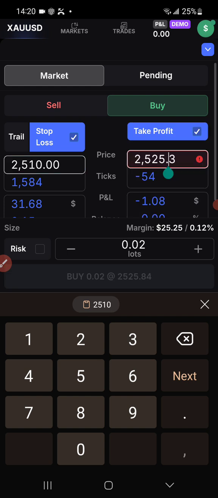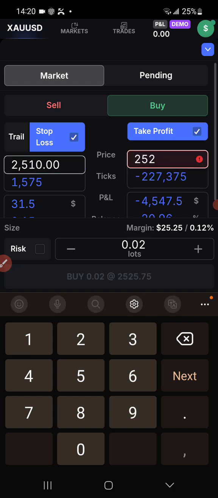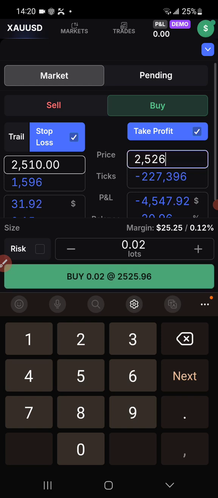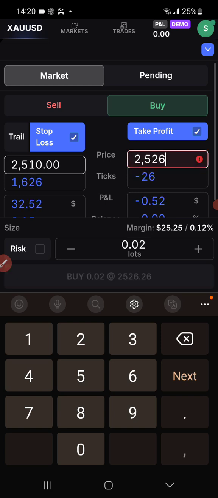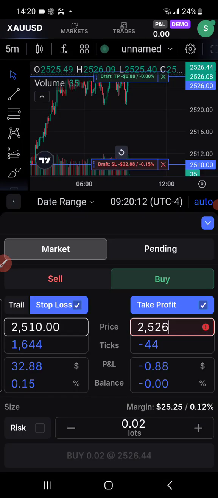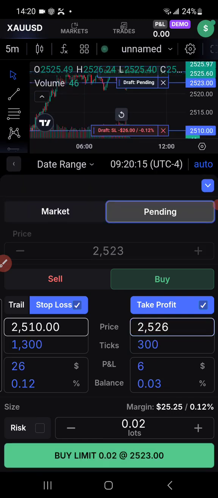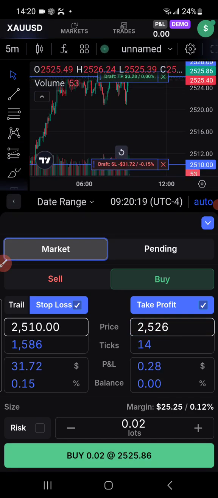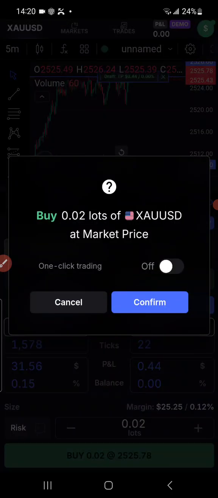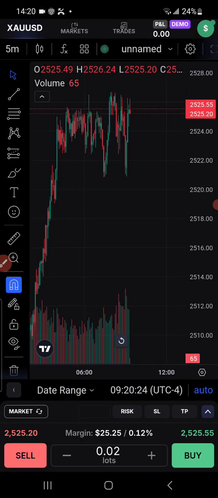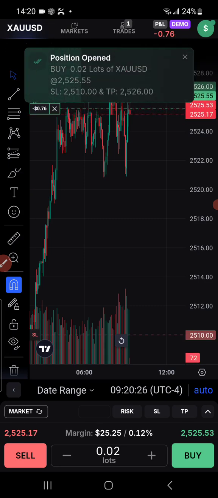Then for take profit, maybe I'll put 2526. I'm just coming up with this now because this is not a live trade I'm executing. Okay, 2510, 2526, good. And then I click on buy. So at the bottom, click on buy, confirm, and that's how you execute the trade.